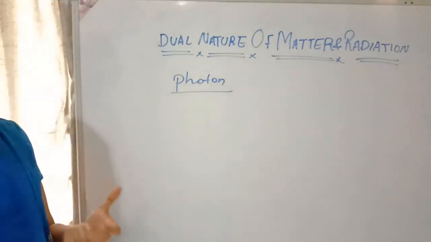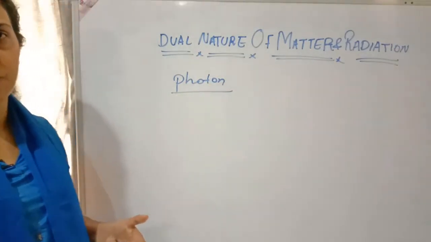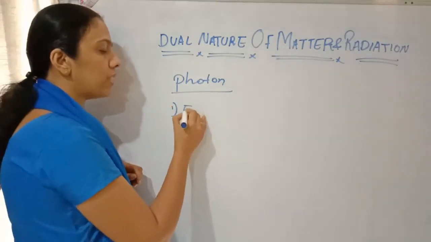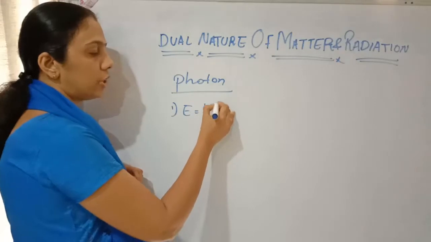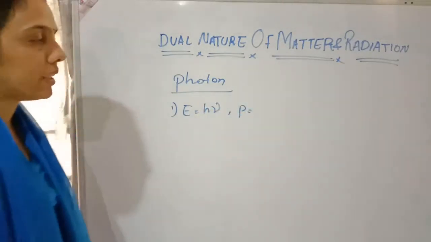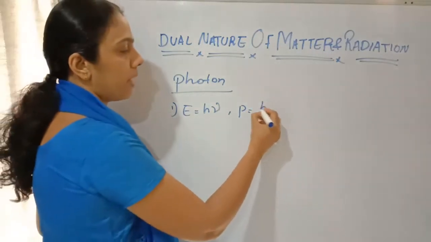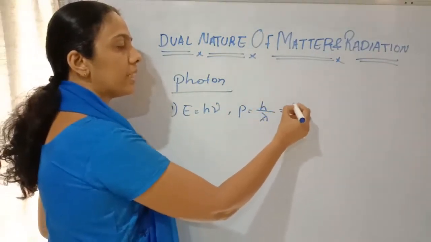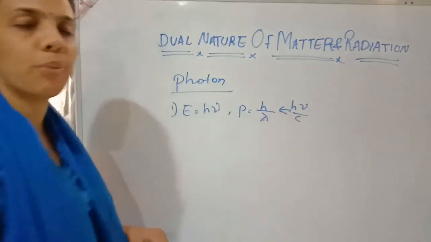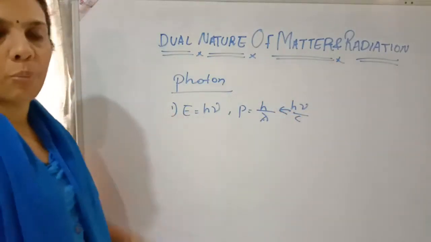So what are the characteristics of these photons? It has an energy. What will be the energy of this photon? E is equal to h nu. And what is the momentum? Momentum will be equal to h by lambda, or we can write it as E by c, h nu by c. From h nu by c only we are getting it as h by lambda. This will be the momentum.